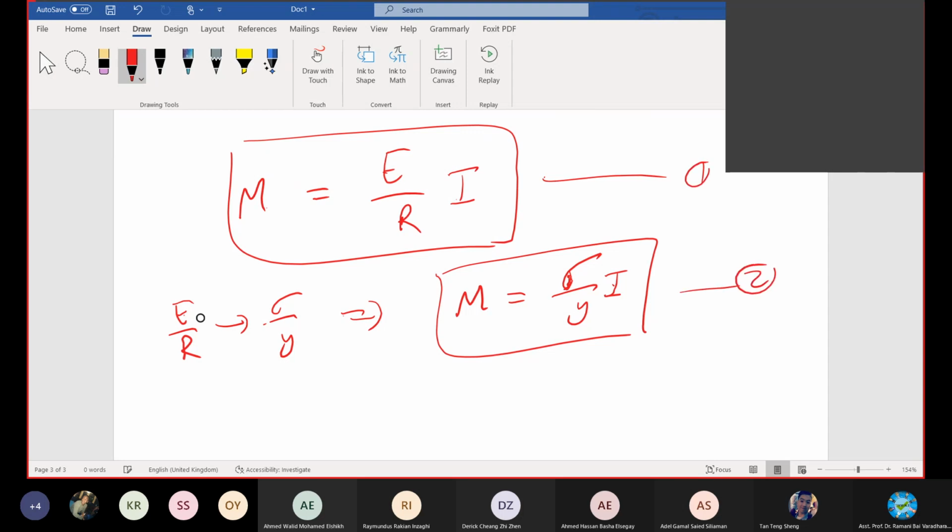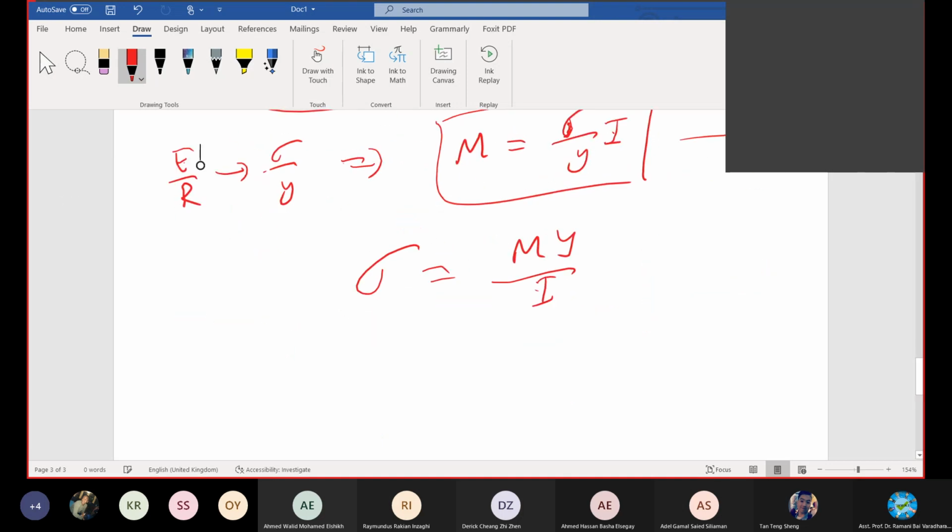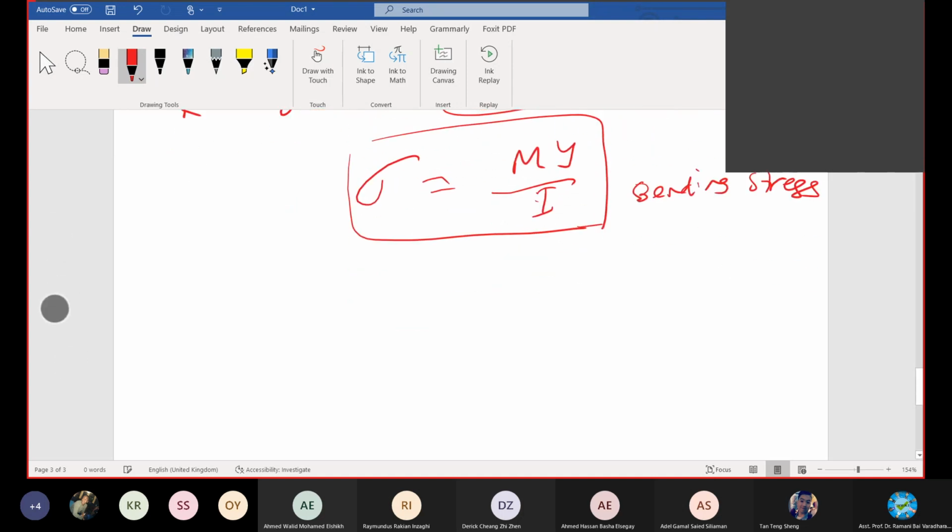So I got one equation, I got two equations. We can assemble all of them together. I wrote one in terms of modulus of elasticity, another one in terms of stress. So we end up with stress is equal to M y over I. That is our ultimate value that we have to determine. This is our ultimate value, bending stress, right?